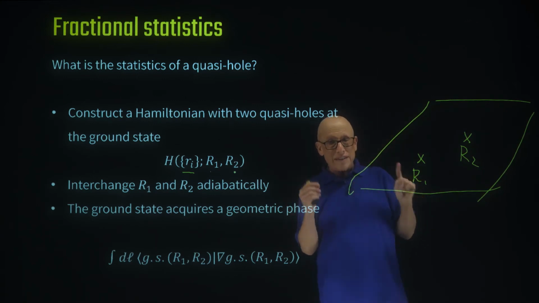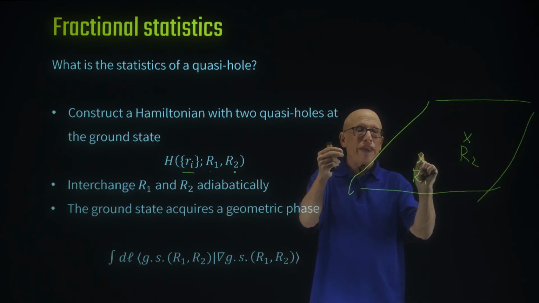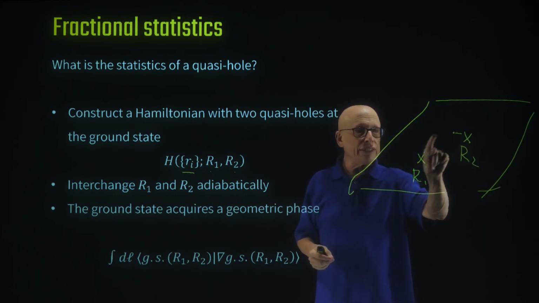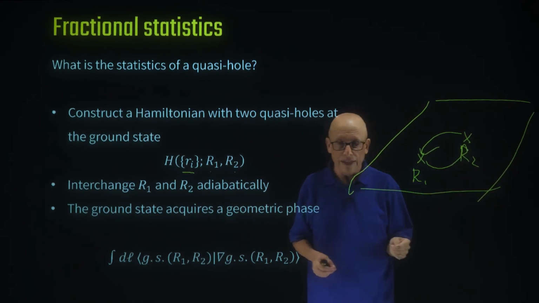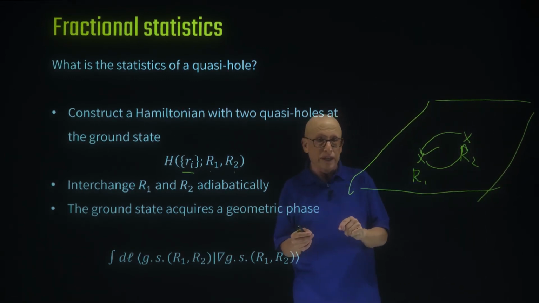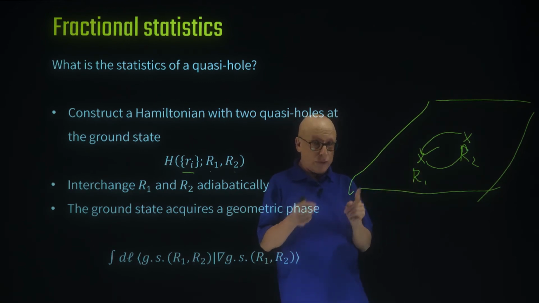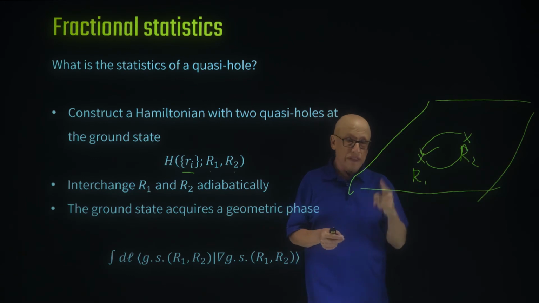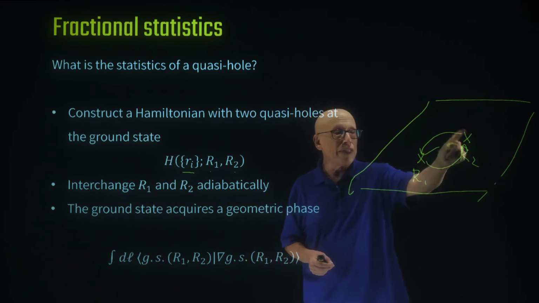Now we'll define the statistics in the following way. Suppose that we take those two quasi-holes and interchange their positions adiabatically, starting from the system in the ground state and going all the way with the system staying in the ground state. We can do that. It's a gap system. There's an energy gap. Nu equals 1/3. So suppose that we do that.